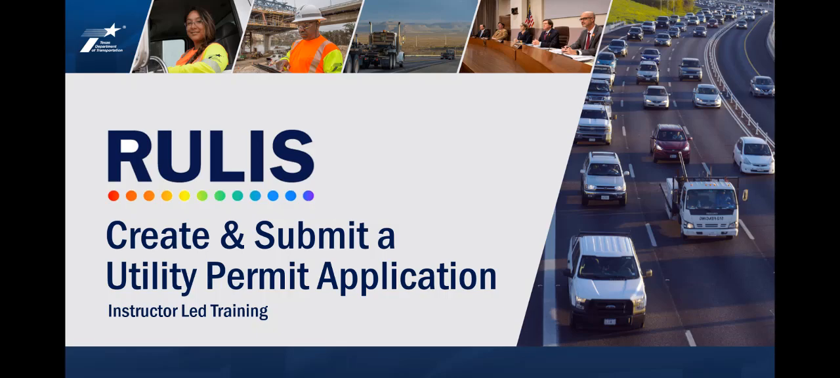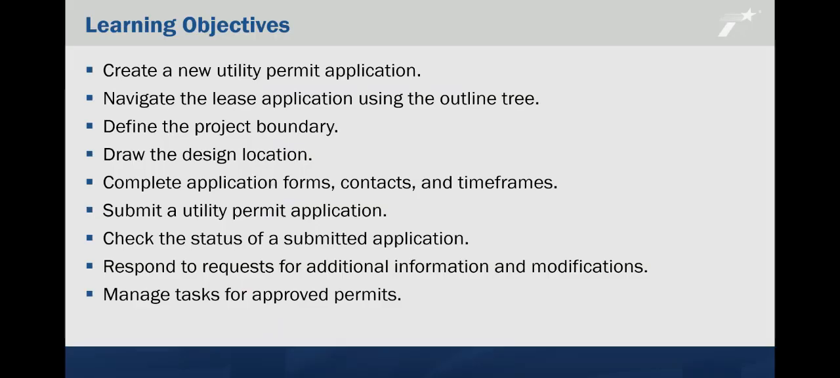The objectives for this course are primarily for those who are a utility permit owner or a utility consultant: to be able to create a new utility permit application, navigate that application using what we'll call the outline tree, which we'll see in a moment. We're going to define the project boundary, draw the design location, and complete several of the application forms, contact information, and timeframes. And then finally, we want you to be able to submit that application for TxDOT to review.